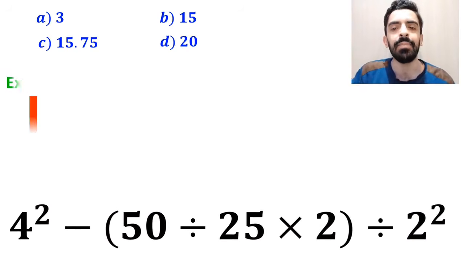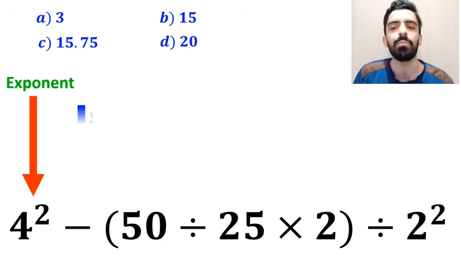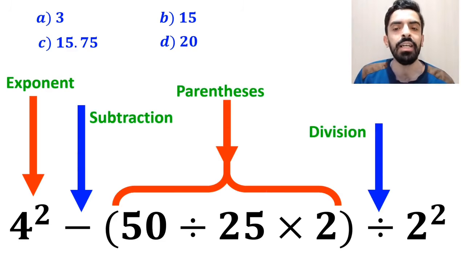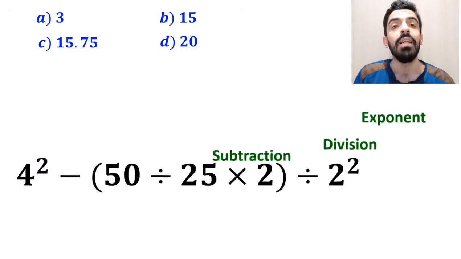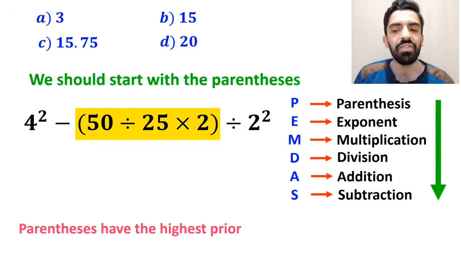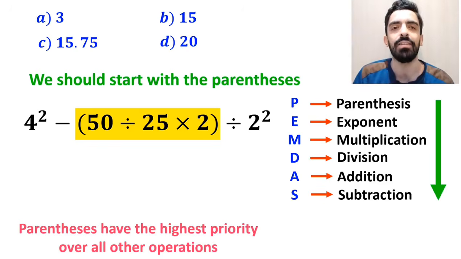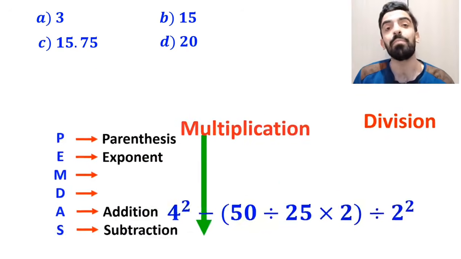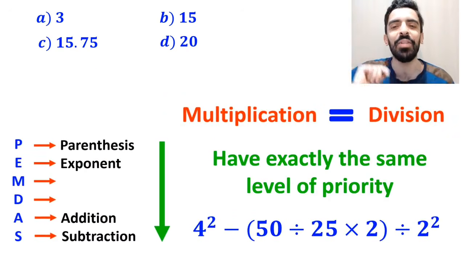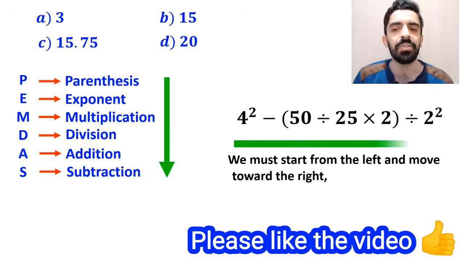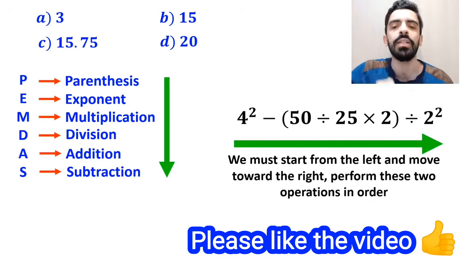Okay, as you can see in the image, in this expression, first we have an exponent, then a subtraction sign, followed by parentheses, then a division, and finally another exponent. According to the PEMDAS rule, first we should start with the parentheses, because parentheses have the highest priority over all other operations. And inside the parentheses, first we have a division sign and then a multiplication sign. It's very important to note that multiplication and division have exactly the same level of priority. In this situation, we must start from the left and move toward the right, performing these two operations in order.